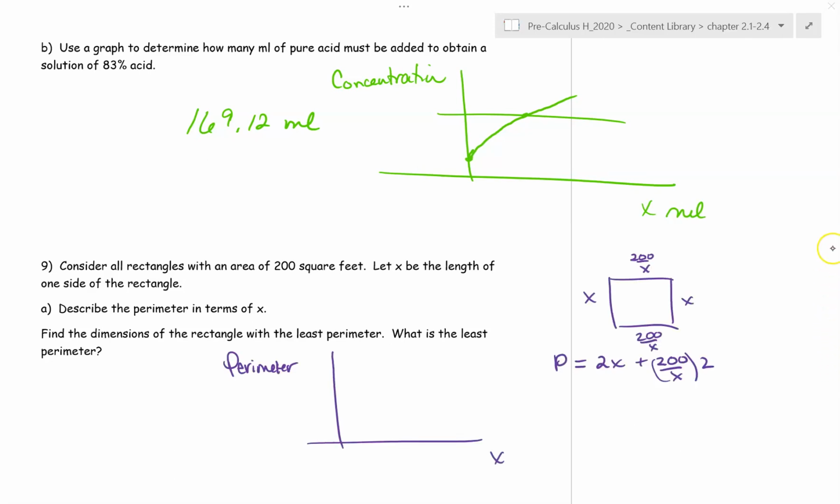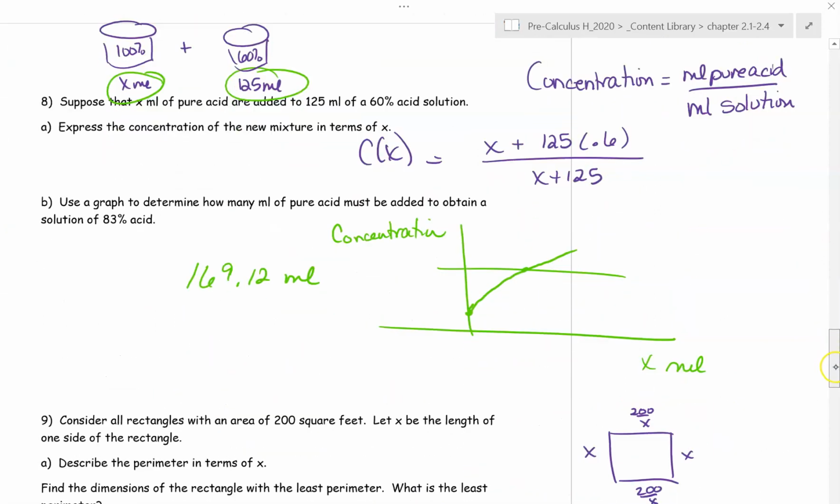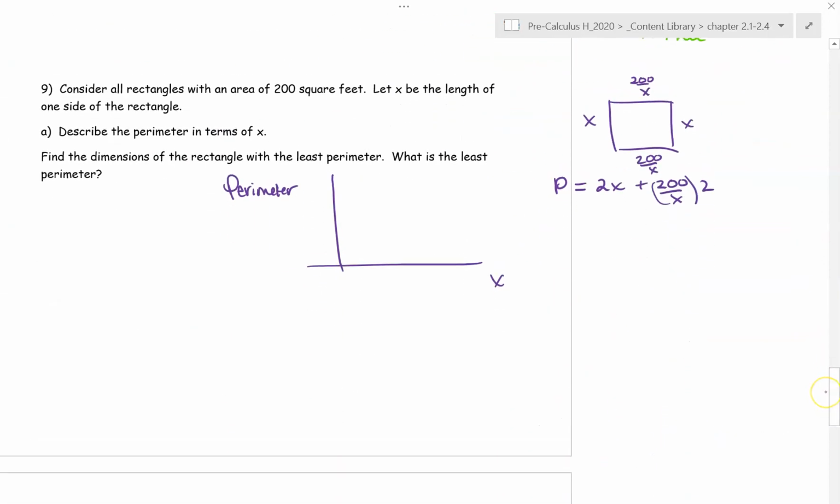Okay, so we have a lot going on here. They're talking about area, they're talking about perimeter. We know that you have a rectangle with length X and area 200, so the other side of the rectangle must be 200 divided by X. So our perimeter is 2 times X plus 200 over X, times 2. Now what we're trying to do is find the dimensions of the rectangle with the least perimeter. So we're going to graph perimeter in terms of X. Let's grab our calculator and type in this equation.